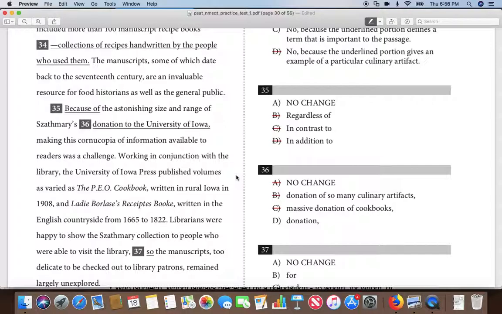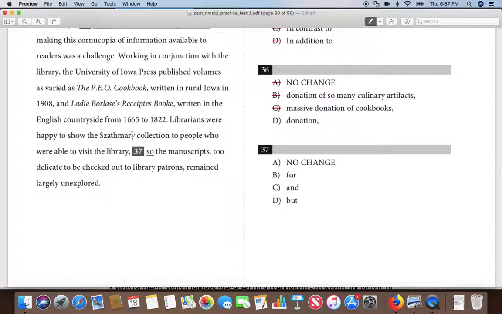Let's get some more done. Caroline, you're next. Working in conjunction with the library, the University of Iowa Press published volumes as varied as the PEO cookbook written in rural Iowa in 1908 and Lady Borlée's Recipes Cookie, written in the English countryside from 1665 to 1822. Librarians were happy to show the Sav Mary's collection to people who were able to visit the library. So the manuscripts, too delicate to be checked out to the library patrons, remained largely unexplored.